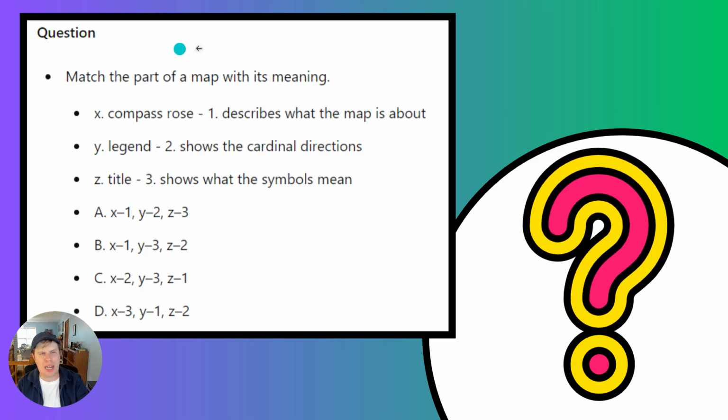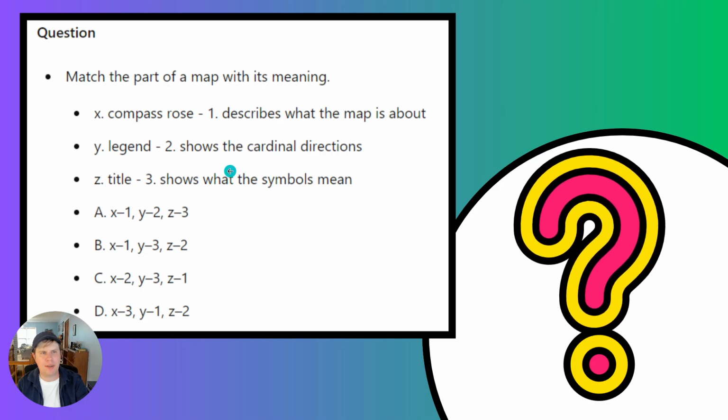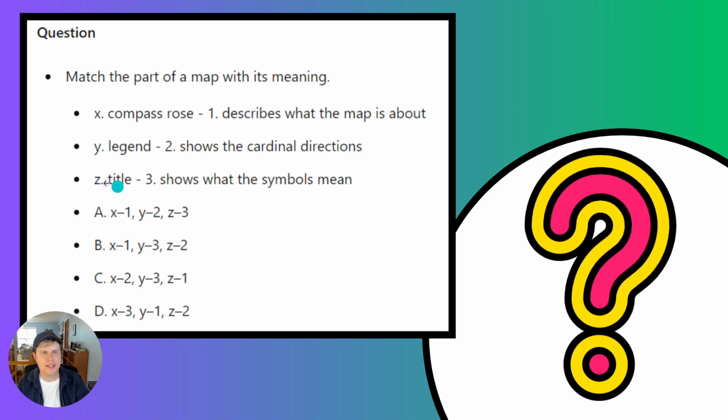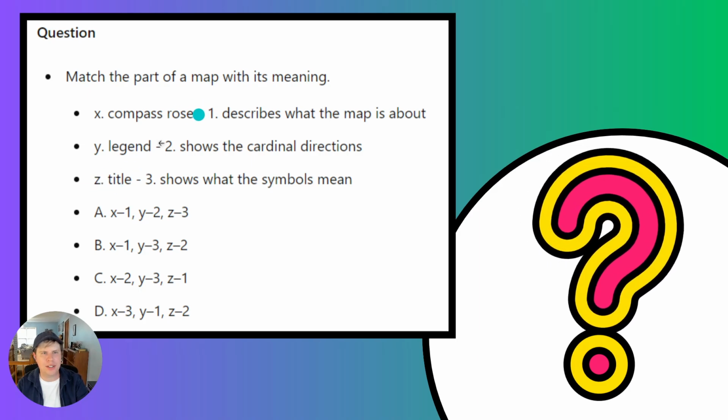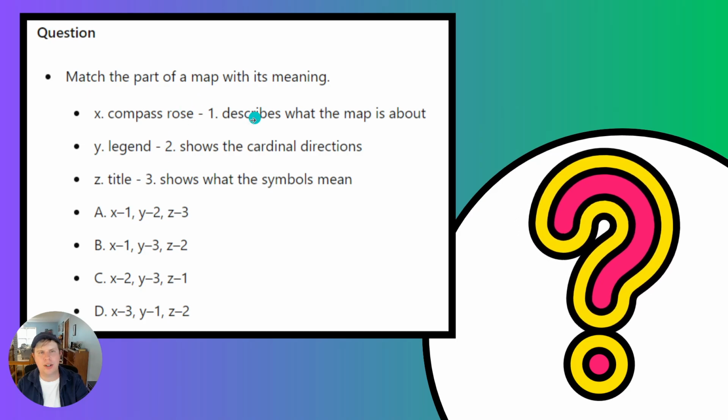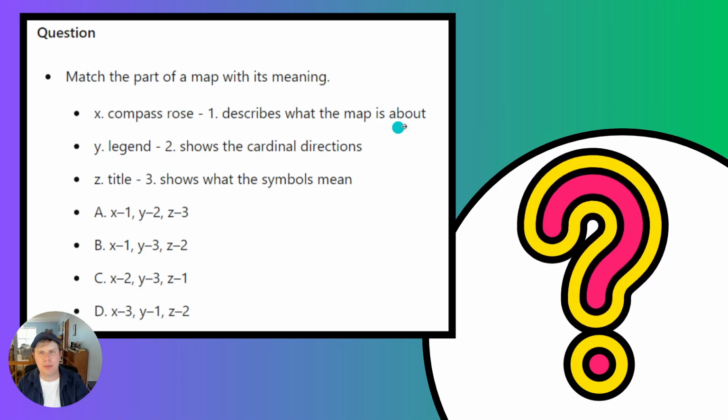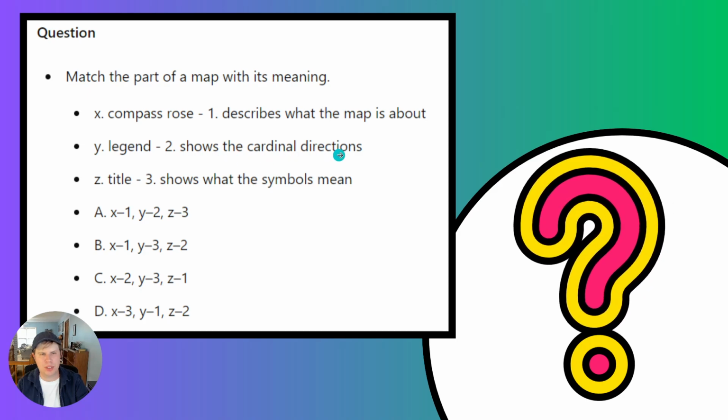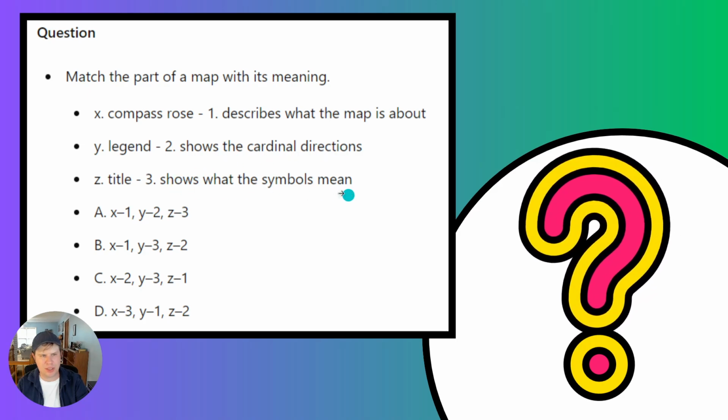Match the part of a map with its meaning. So we have X as the compass rose, Y as the legend, and Z as the title. Now, these are not correctly matched up here. You need to correctly match them. 1 describes what the map is about, 2 shows the cardinal directions, and 3 shows what the symbols mean.